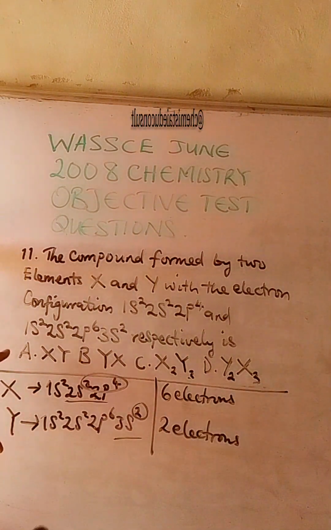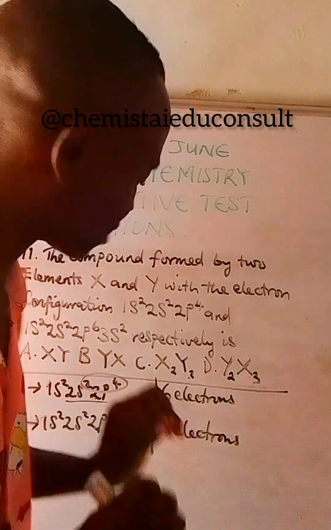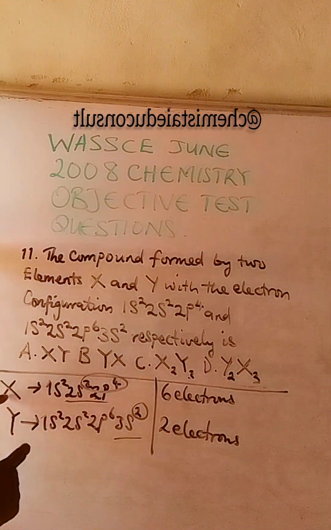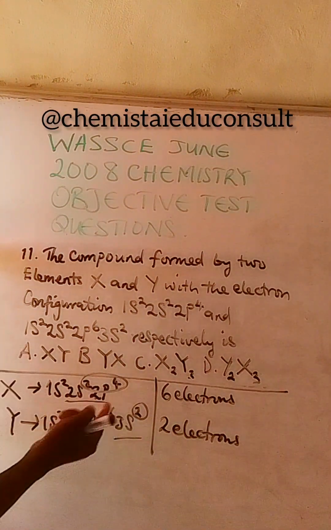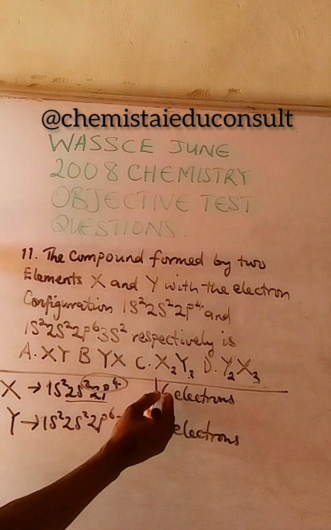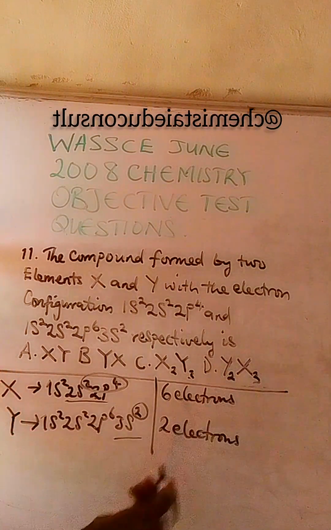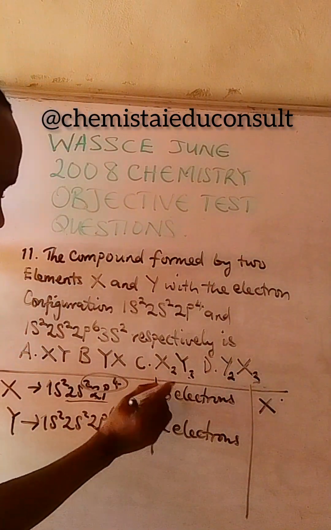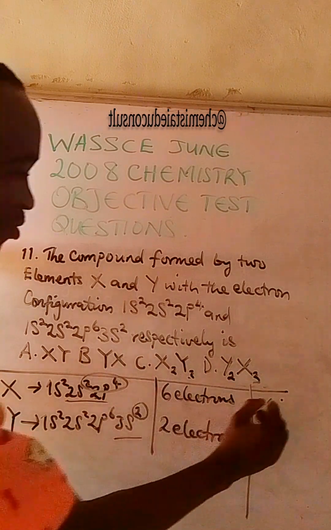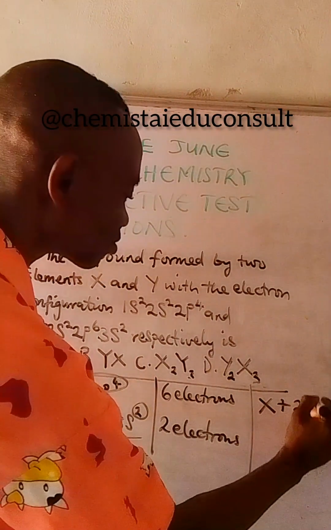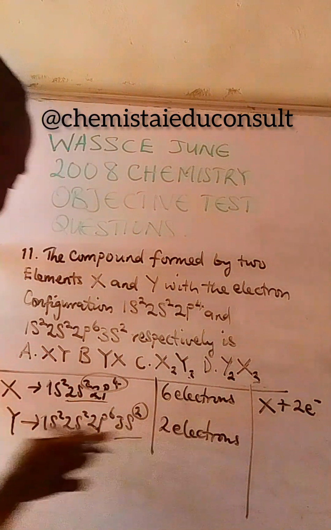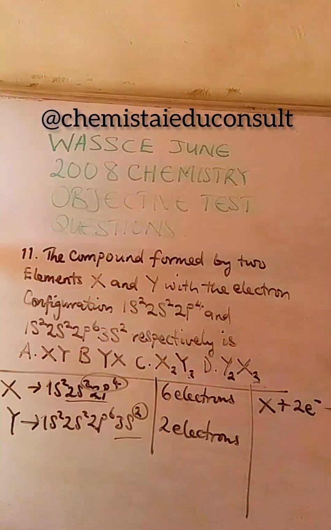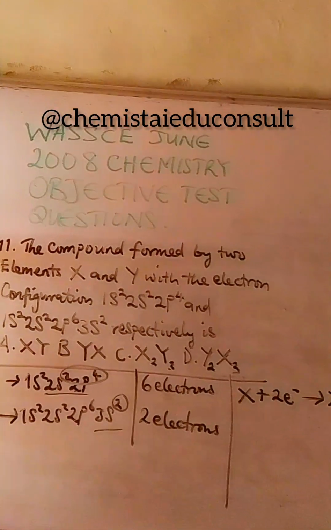Now, the purpose of chemical combination is to attain electronic stability, octet stability. Therefore, how will X have 8 electrons on the last shell while it has 6 already? It will accept 2 electrons. 6 plus 2, 8. So X is demanding 2 electrons from Y in order to become X2 minus. So that is the first trick.